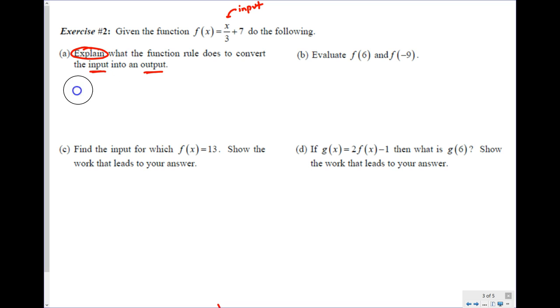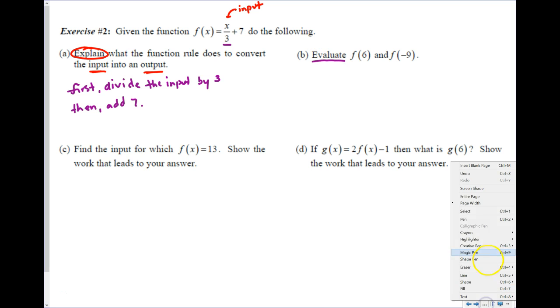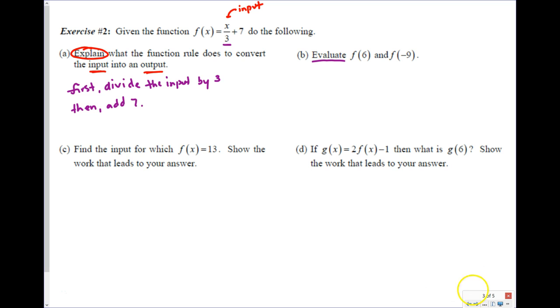Sorry guys, let me just try this again. So first, divide the input by 3. That's this first part. Then add 7. So this is me explaining what the rule does. First thing I do to the input, divide by 3. The second thing I'm going to do is add 7. Letter B says evaluate.